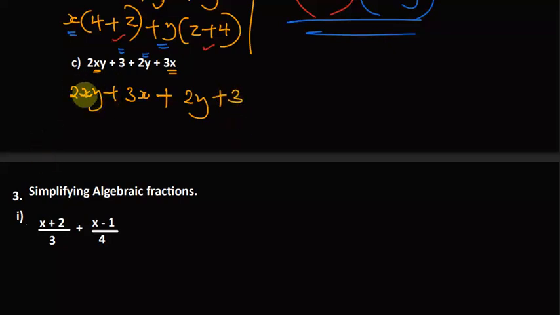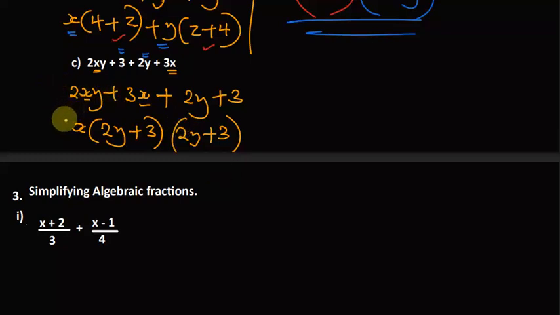Factorize. What is common? You can see x here and x there. So x is common. Into bracket, we have 2y, then plus 3. That is the first part. Then the second part will just remain the same, 2y plus 3. That will be our answer.